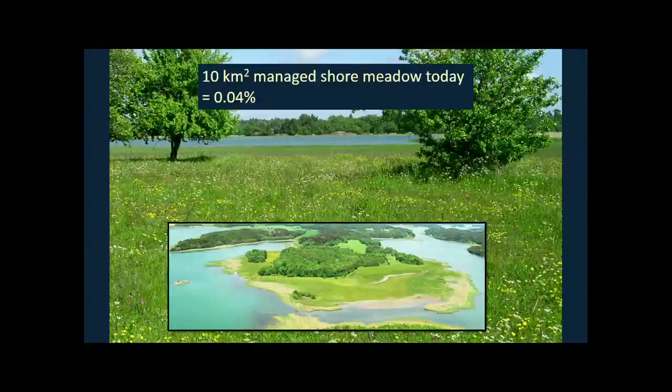So today we have only 10 square kilometers of managed shoreline meadow. It's less than 0.04% of this whole area. So there are only really fractions of grasslands left, these typical shore meadows.